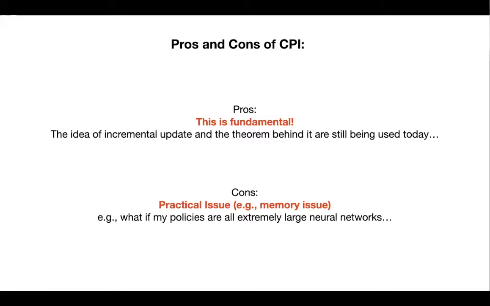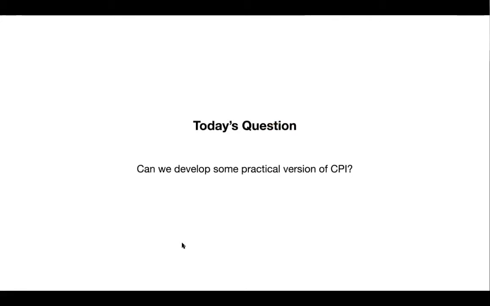And the con is definitely very obvious. There's some practical issue, like the memory issue. What if my policy is an extremely large neural network? Am I going to store all the policies in my computer? That seems a little bit unrealistic, right?